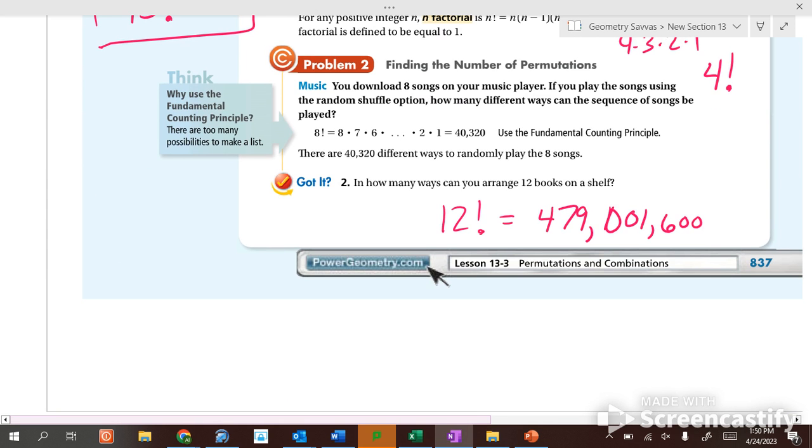479,001,600. So if you have 12 books just sitting on a table, and they're all different books, one math, one science, one whatever, one romance, and you want to put them up on a shelf, you have over 479 million ways to arrange those 12 books on the shelf.